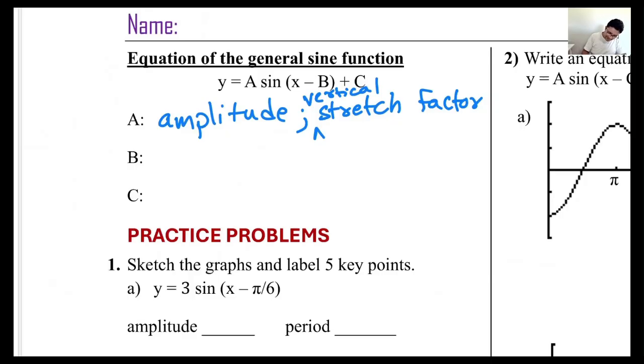B, there is a name for it, which I have not used. It's called phase shift in the language of trigonometry, and it is your horizontal shift.